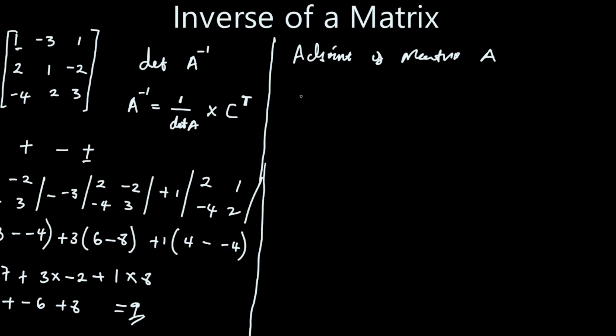Now you remember from our first videos, we said each element of a matrix has a position. So for example, for a matrix A, it has the positions A11, A12, A13, A21, A22, A23, A31, A32, A33.